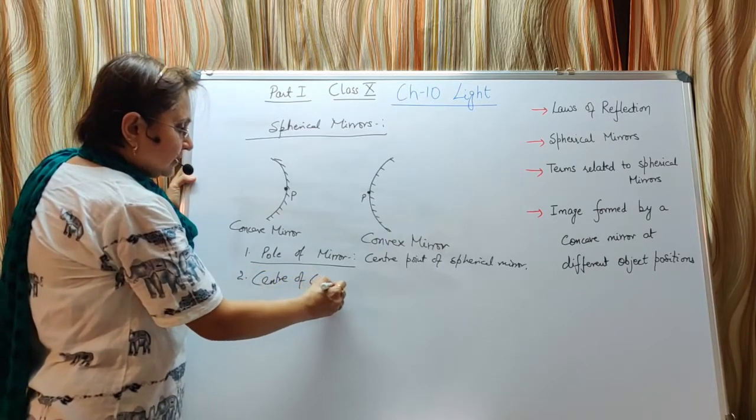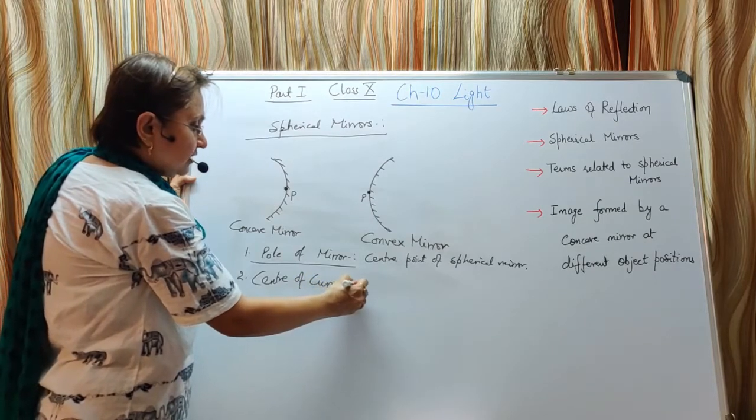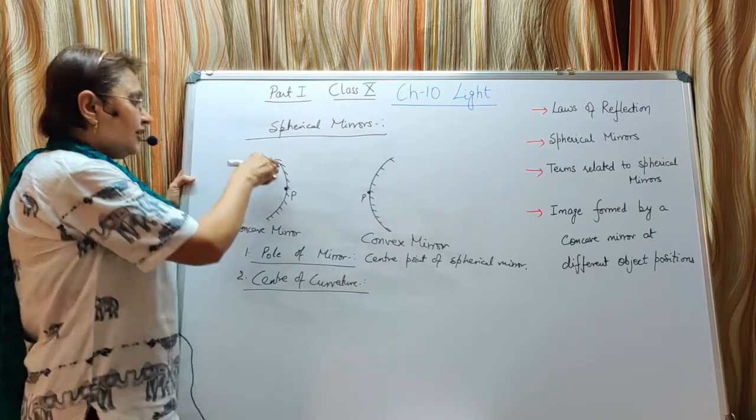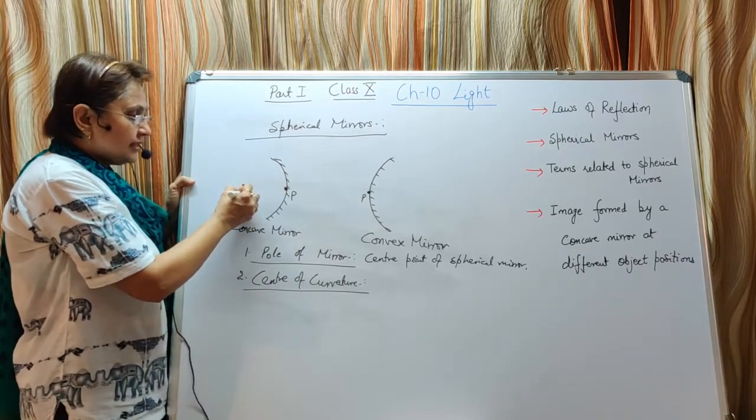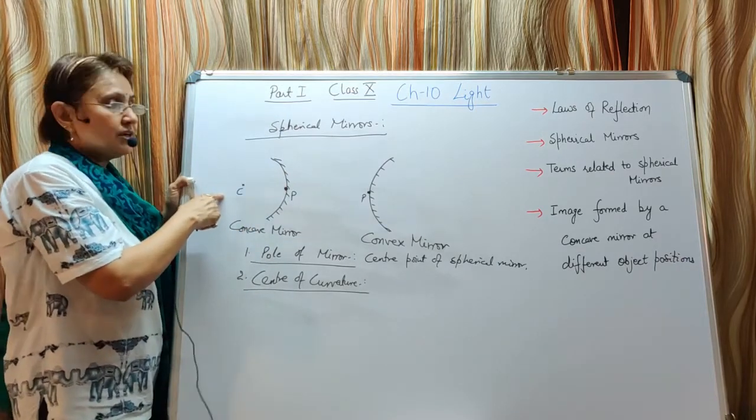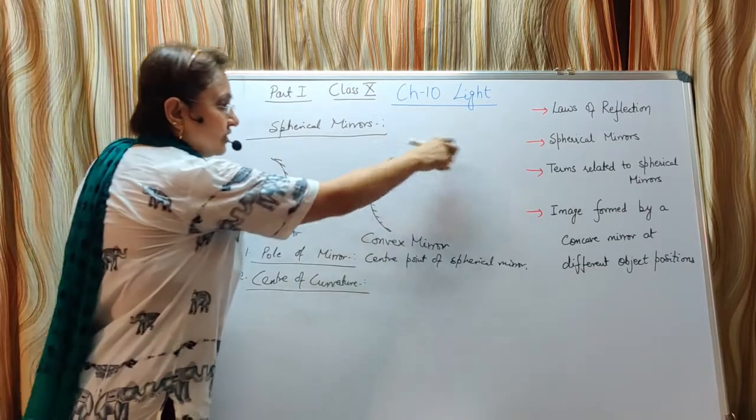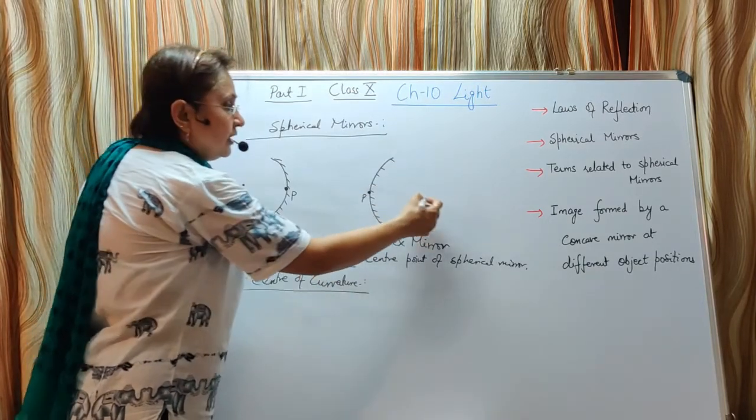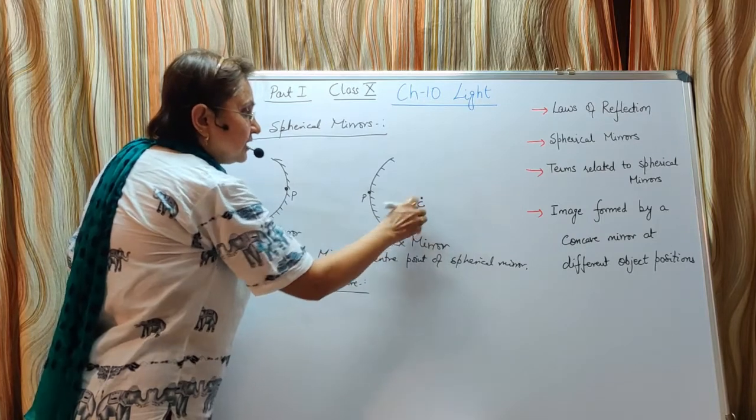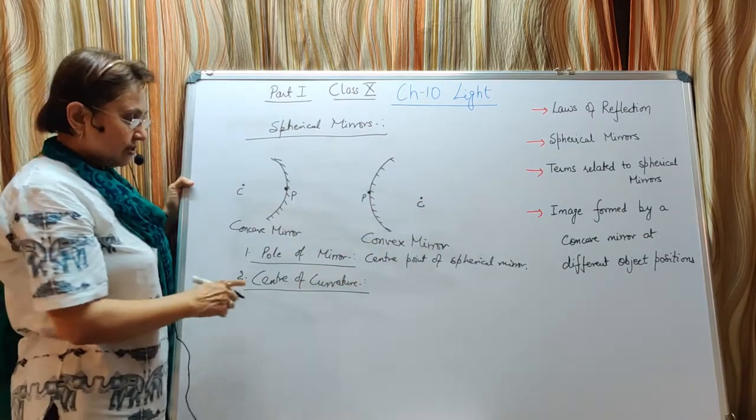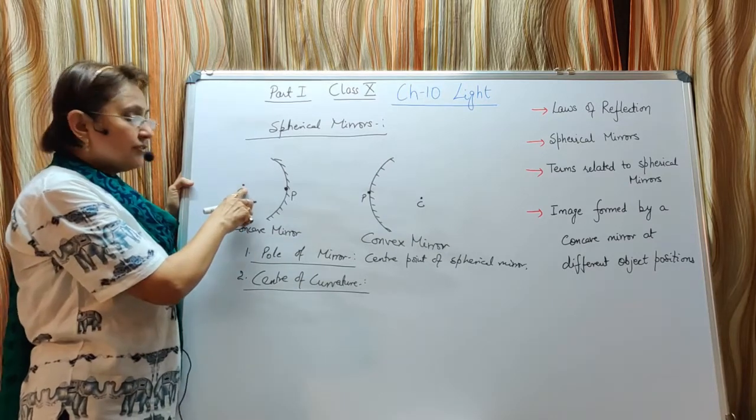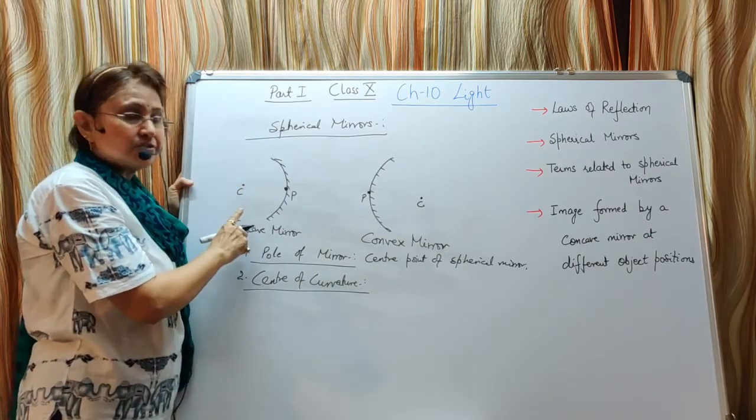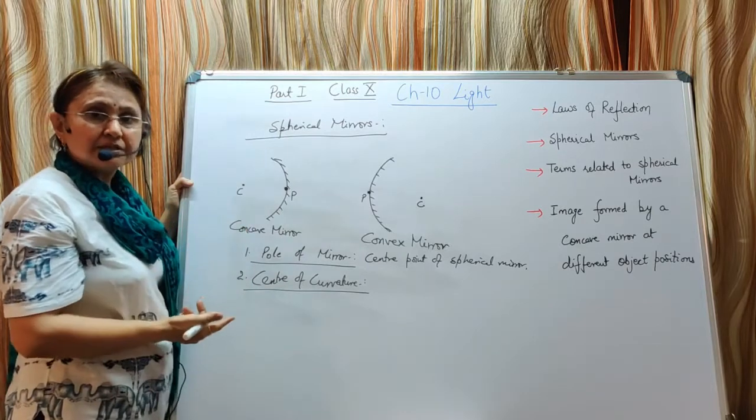As we know, this spherical mirror is a part of a sphere. If we complete the sphere, it has some center. This center we call the center of curvature. So how can we define the center of curvature? The center of curvature is the center of the sphere of which this mirror is a part.